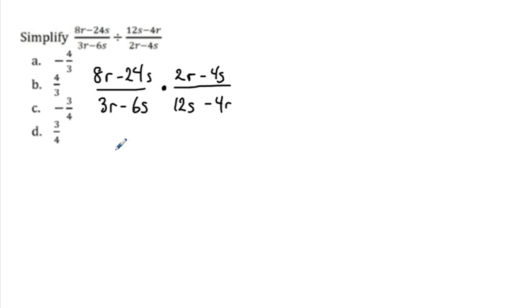And the next thing that you should notice is that we have a lot of multiples here. For example, 24 is a multiple of 8, 6 is a multiple of 3, 4 is a multiple of 2, and 12 is a multiple of 4. And what this means is that we can pull out some greatest common factors of each numerator and denominator.